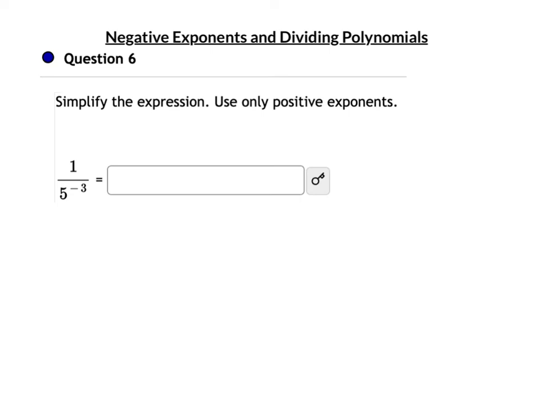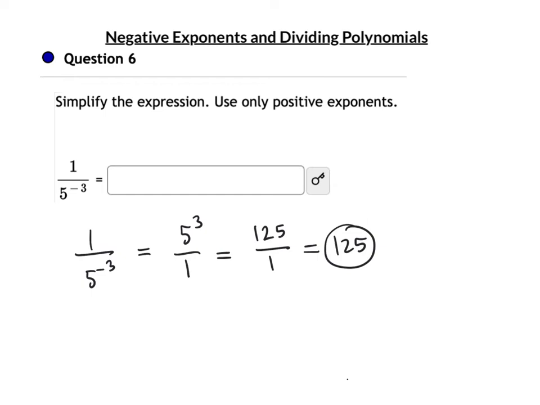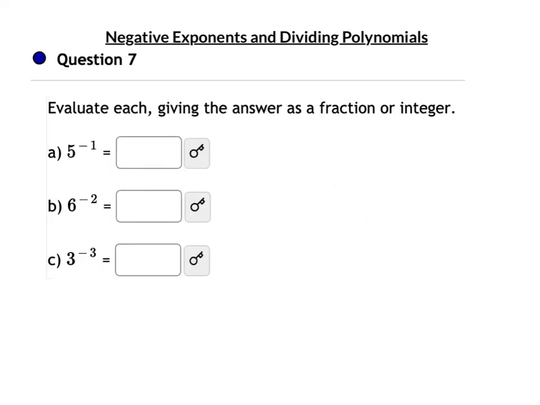That negative power means reciprocal. 1 over 5 to the negative third becomes 5 to the third over 1. And 5 to the third is 5 times 5 times 5. That's a 125, not 15. 125 is my answer. In question 7, 5 to the negative first would become 1 over 5 to the first. That's anything the first power is itself. That's 1/5.